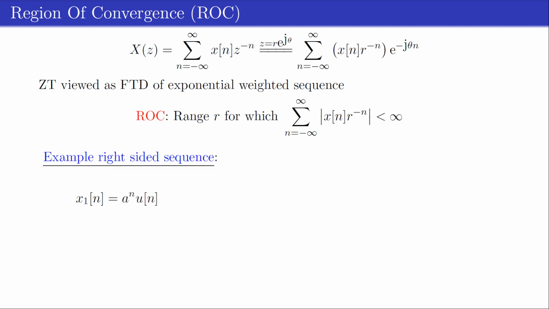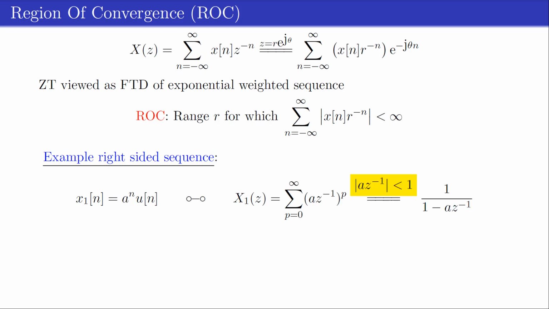As an example of the region of convergence, we evaluate the z-transform of the right-sided sequence x1[n], which results in the given expression for X1(z) as an infinite summation. If the absolute value of the argument of this summation is smaller than 1, it converges to 1 divided by 1 minus the argument a z to the power minus 1. From this it follows that the region of convergence of X1(z) is described by all values of the complex variable z outside a circle with radius a.